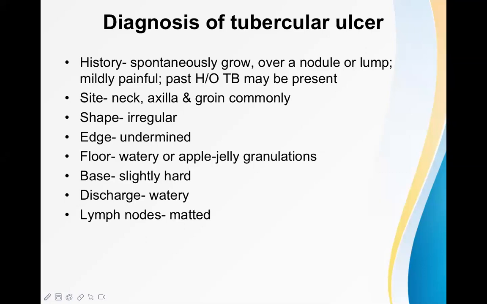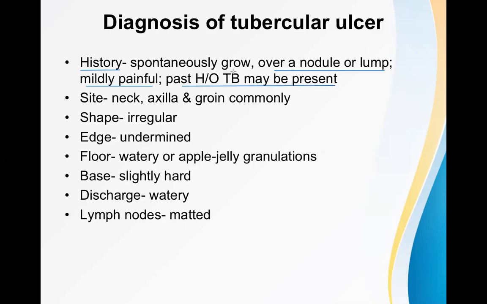Now, another important question for the student: what are the diagnostic points for tubercular ulcer? Just like malignant ulcer, just like non-specific ulcer, what are the important diagnostic points for tubercular ulcer? So let's combine different things together here. From the history, okay, let me underline this. From the history, this is a spontaneously growing ulcer. It may develop over a nodule or a lump. It is mildly painful or may not be painful at all. And in the past, there is a history of tuberculosis present.